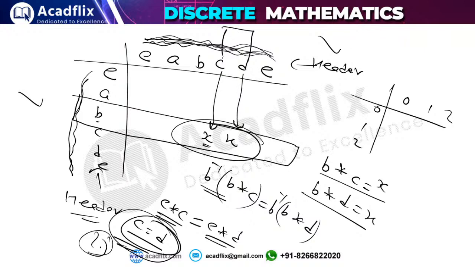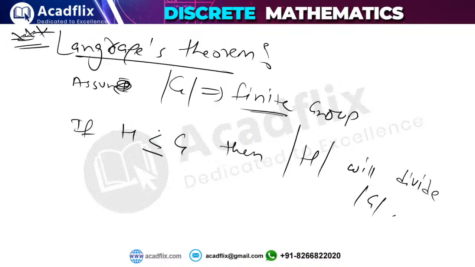So that's why I am saying that if you have a Cayley table for any group, then there will be no duplicates in any row, in any column. No duplicates will be there. So this is the behavior of a Cayley table.